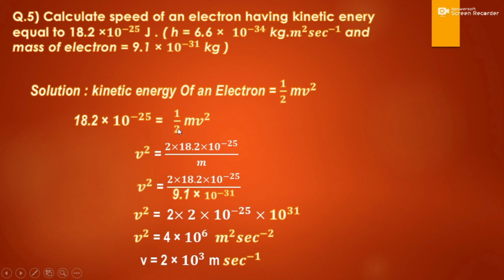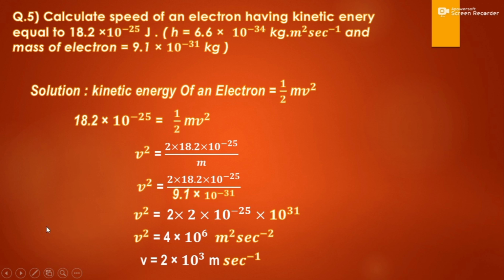Then simply v square is equal to, the 2 goes to the numerator and the m goes to the denominator of the left hand side, so v square is equal to 2 into 18.2 into 10 raised to minus 25 upon m. We know that the value of m is given in the question, that is the mass of the electron is equal to 9.1 into 10 raised to minus 31 kilogram. So v square is equal to 2 into 18.2 into 10 raised to minus 25 upon 9.1 into 10 raised to minus 31.